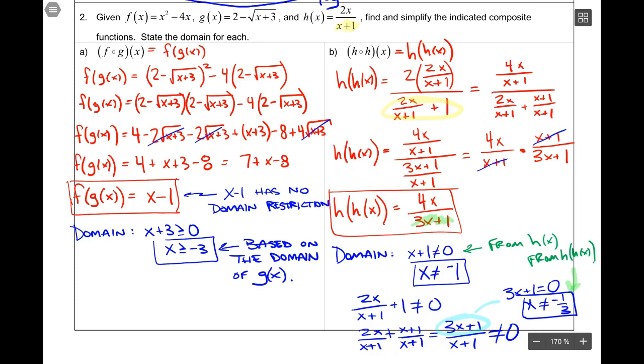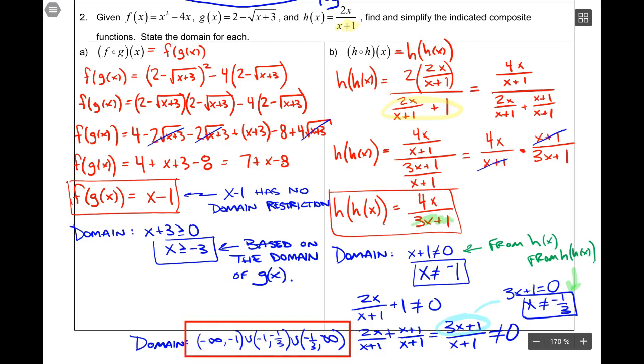Let's take a look and see what that looks like. If I have my number line here, well, let's be real, we don't even need a number line for this. We can just say that the domain for this is everything except negative 1 and negative 1/3. So that's going to be from negative infinity to negative 1, and from negative 1 to negative 1/3, and then from negative 1/3 to infinity. So there is our domain for that h of x function. All right, folks, let's continue on to page 2 now.